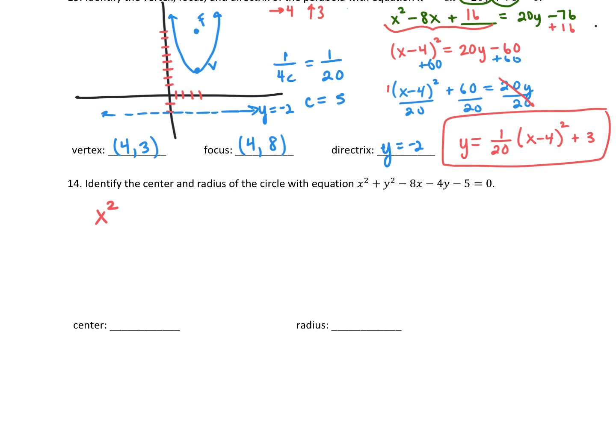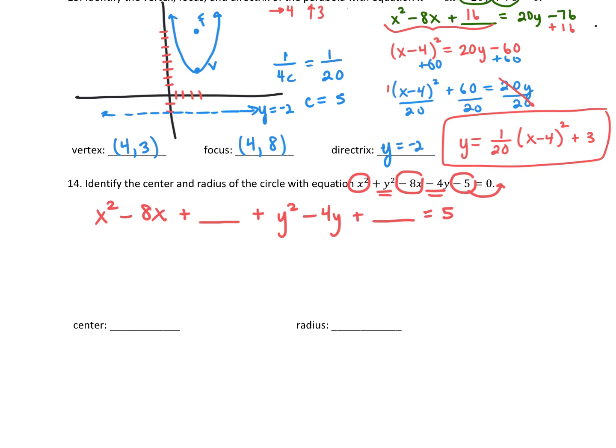So x squared minus 8x, and then plus some number that we're going to figure out to complete that square. Plus, now let's do the same thing with the y's. We have a y squared minus 4y plus some number that will complete the square for the y's. And then equals anything else goes to the other side of the equation, which is just this -5. To get this over here, we have to add 5 to both sides.